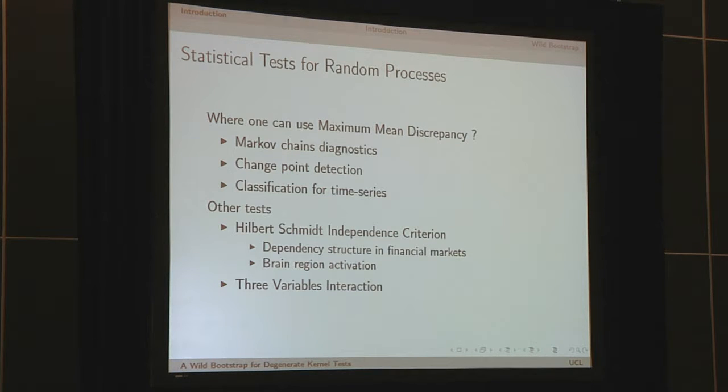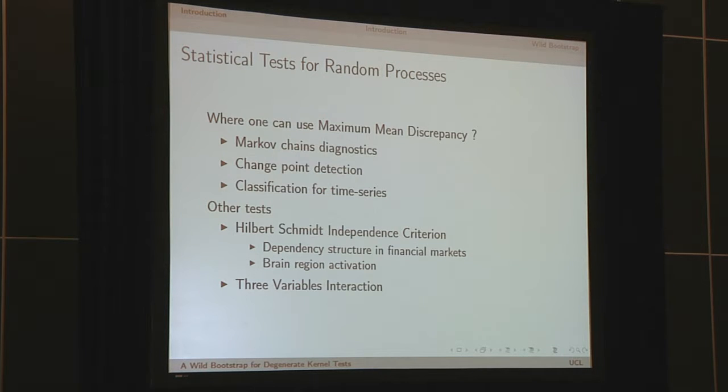This is just one type of problem we'll be trying to solve, because the method that we're proposing in our work is more general. The wild bootstrap method does not only apply to the two-sample test, but one can also use it for independence tests, such as the Hilbert-Schmidt independence criterion, or to assess the interactions between three random variables. The requirement that we put on the statistical test is that it needs to use kernels. That's what we call degenerate kernels.